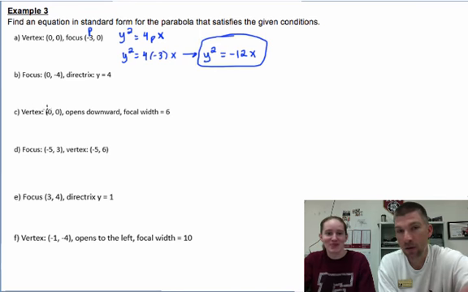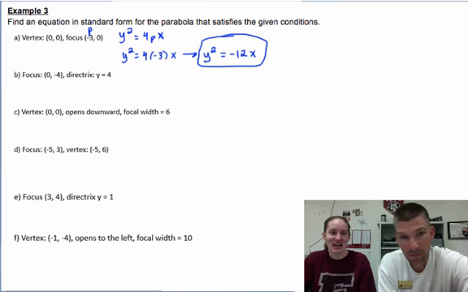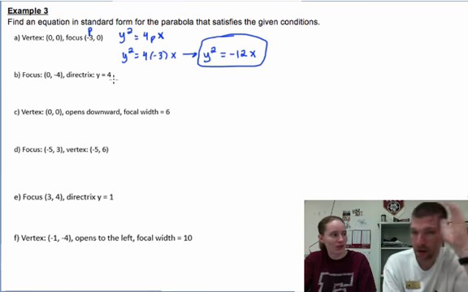Okay. Now how hard was that? That was not hard at all. So, B. Now we've got a focus of (0, -4) and a directrix at y equals 4. I know exactly what to do.